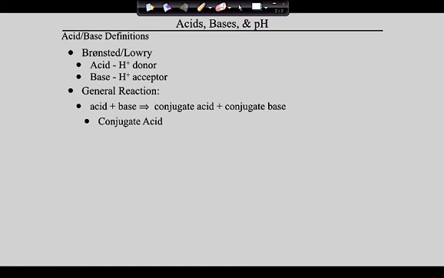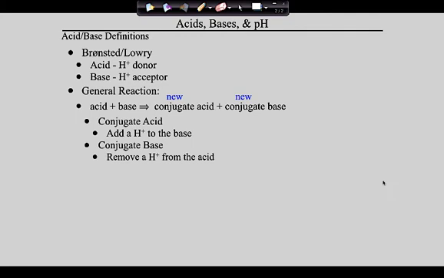So when you need to find the conjugate acid, what you're going to do is you need to remember that conjugate just means new, newly formed. So when we talk about a conjugate acid, we're talking about the newly formed acid, and that simply forms by adding a proton to the base. And then the conjugate base, conversely, is formed when the acid loses a hydrogen. So remove a hydrogen from the acid and what's left is the conjugate base.